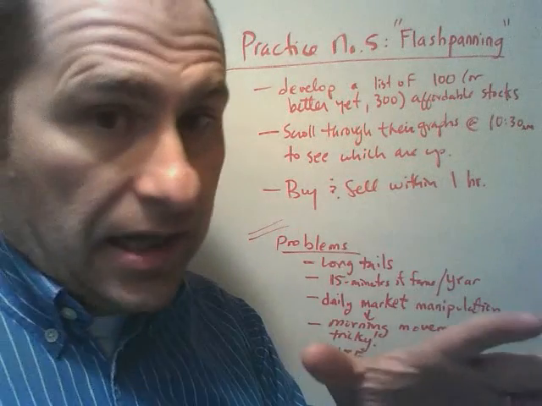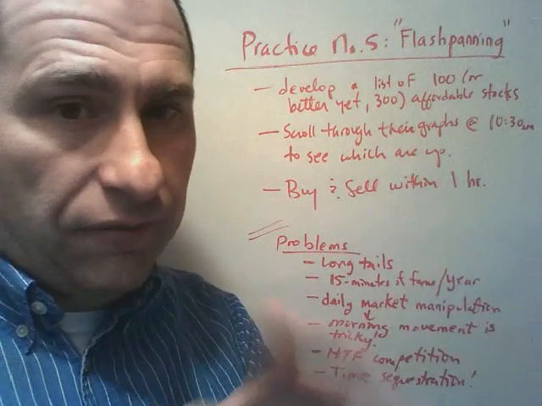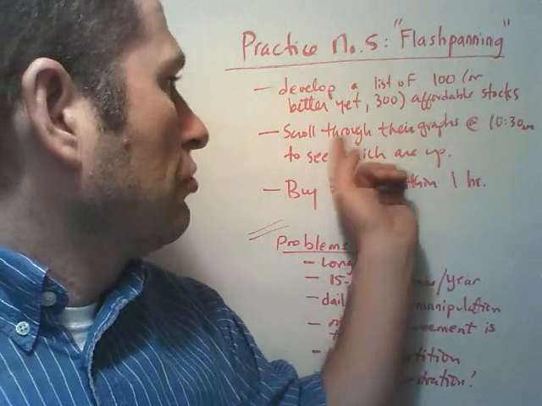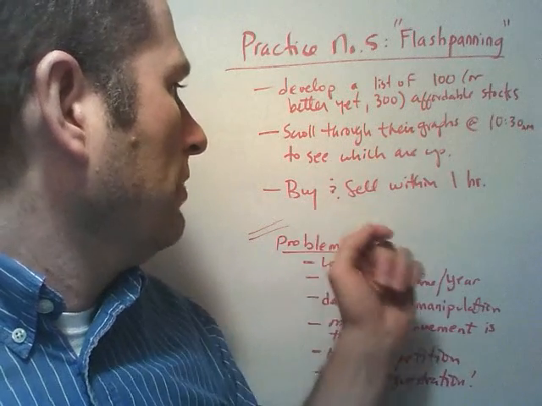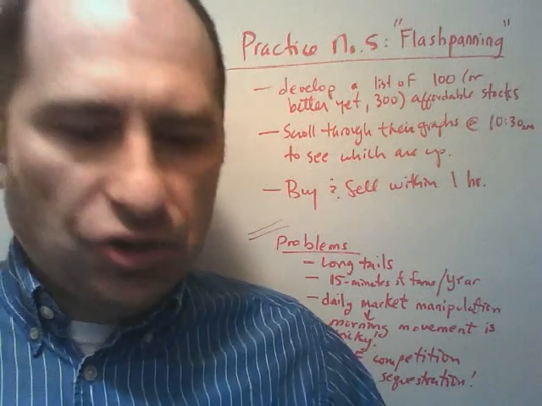So you go right to there after an hour of trading that people have done. So 10:30, 10:45, see what the graphs are showing. You scroll through, see which ones are up, and then you buy and sell. And you do it within the hour. You buy right then and there, and you sell.